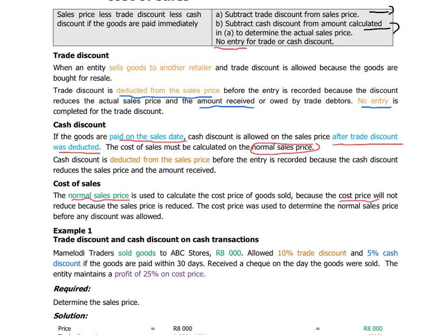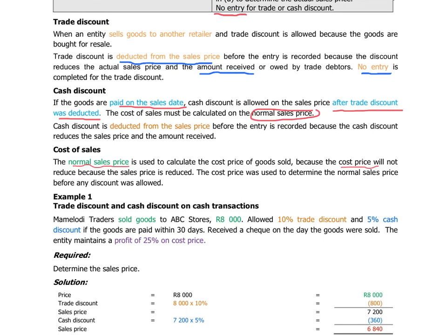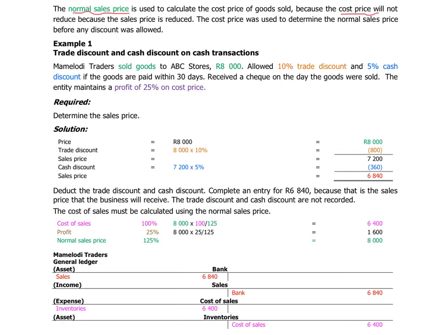Example 1. Trade discount and cash discount on cash transactions. If we read this entry, Mamelodi Traders sold goods to ABC Stores for 8,000 Rand. So the goods were sold for 8,000 Rand. A 10% trade discount is allowed, so that means you first have to deduct the 10% trade discount, and then an additional 5% discount is allowed.